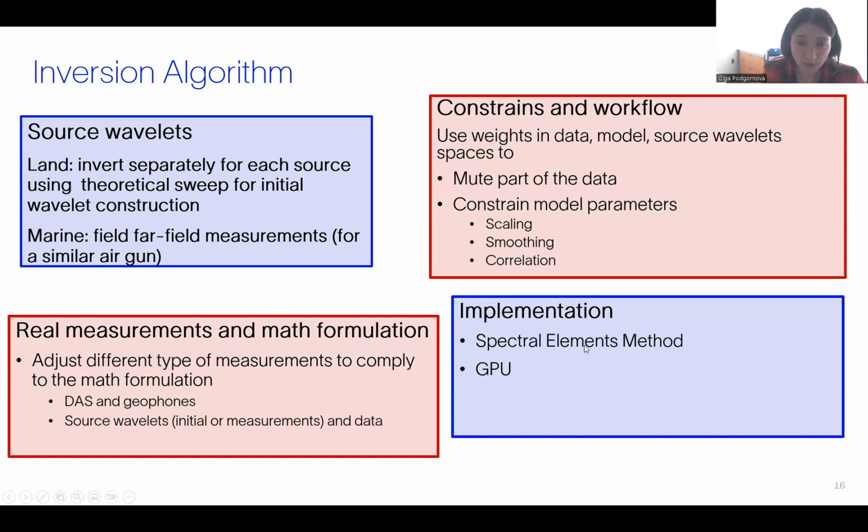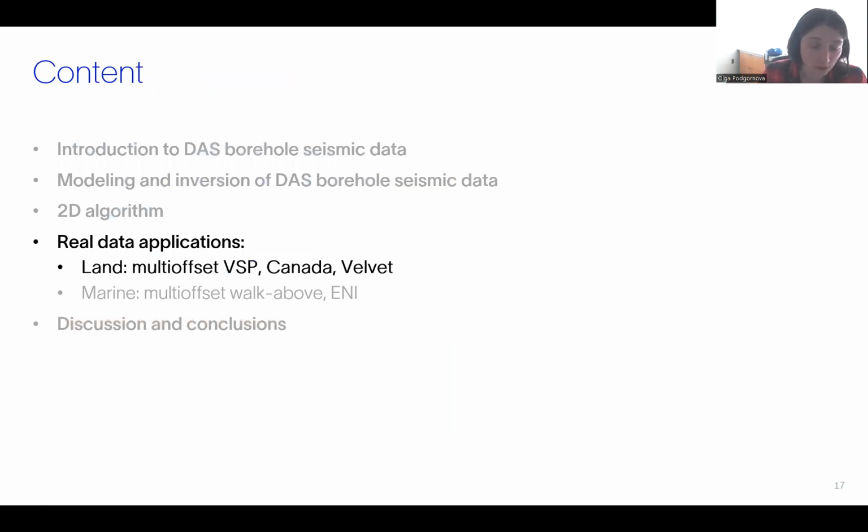So it can be quite elaborate. The implementation which we use employs spectral element methods for the wave equation discretization. It is implemented on a GPU, which is also quite efficient. So the computational time on modern GPU cards is quite affordable. So let's go to the real data examples.